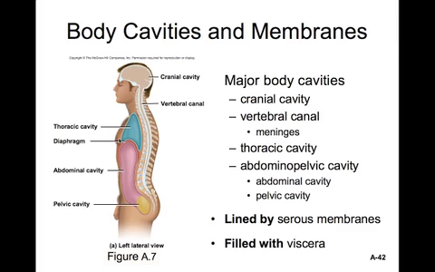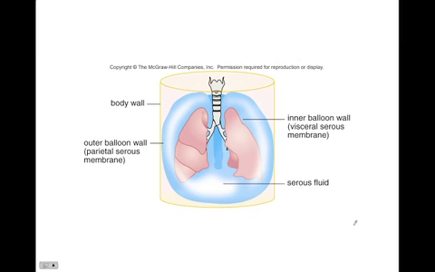The abdominal pelvic cavity is one big cavity that's divided by the pelvic floor muscles into the abdominal cavity and the pelvic cavity. Each of these cavities are lined with serous membranes and filled with viscera or organs. This image will help us understand how each of these membranes work.